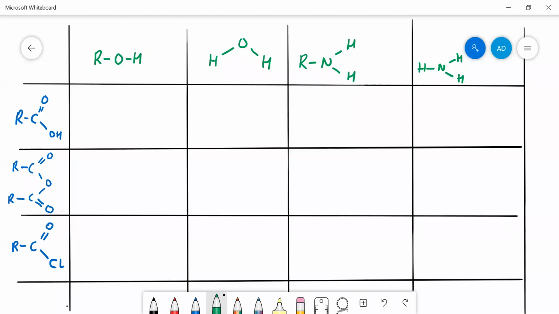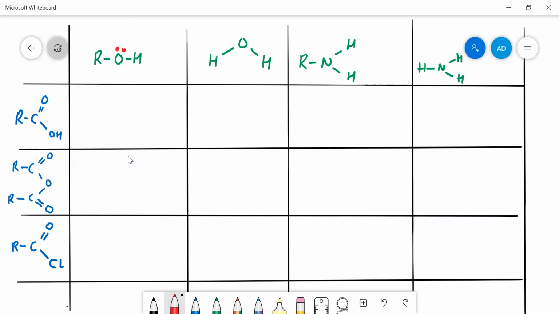Okay, in this video, we're going to summarize all the acylation reactions that we've come across so far. They all occur through the nucleophilic addition-elimination mechanism. So we are going to go on the top, and the things in green here are the things that are going to be acylated. So we've got our alcohol.